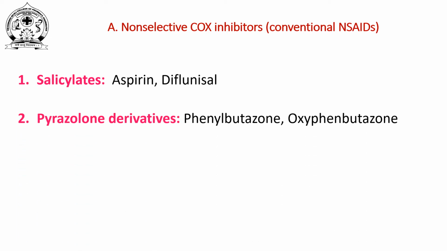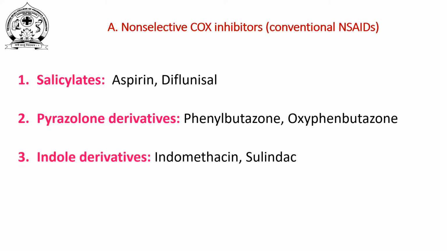The next class is pyrazolone derivatives. Examples are phenylbutazone and oxyphenbutazone. Students, remember the structure of pyrazolone. Pyrazolone is a 5-membered heterocyclic ring having 2 nitrogens in its structure. Next class is indole derivatives. These drugs have an indole heterocyclic ring in their structure. Examples are indomethacin and sulindac.